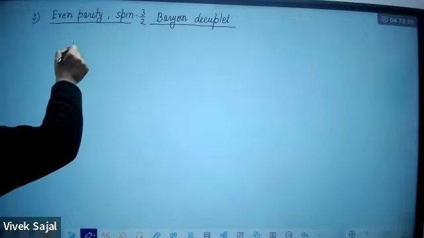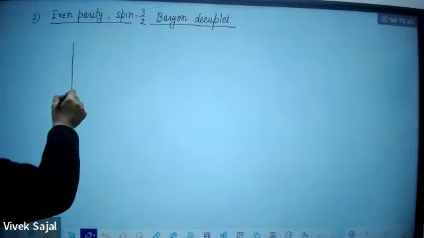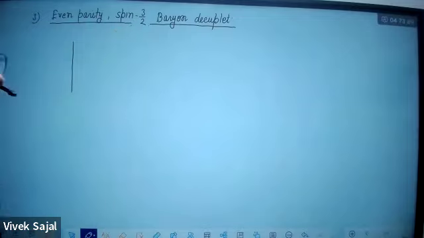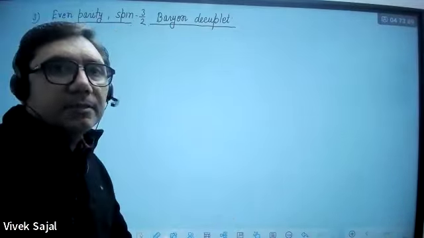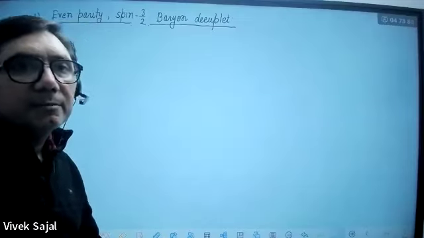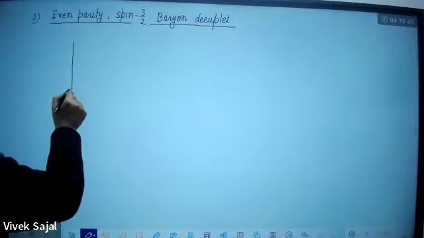Now here, what type of spin is it? Spin is 3/2, so heavy baryons. Here in this category, which particles will be there? They will be heavy baryons having spin 3/2.